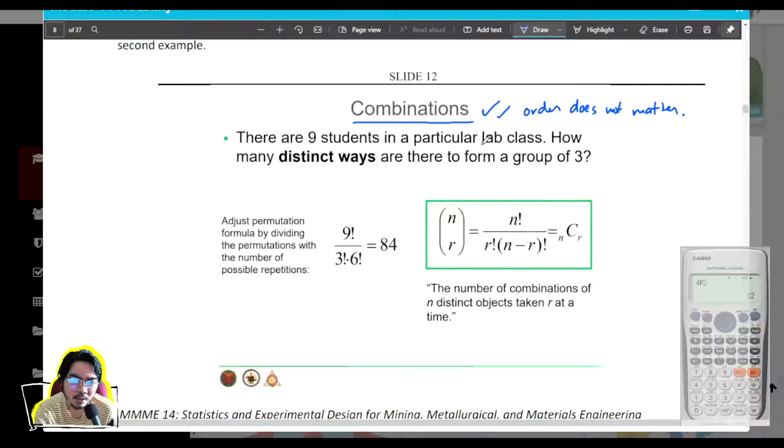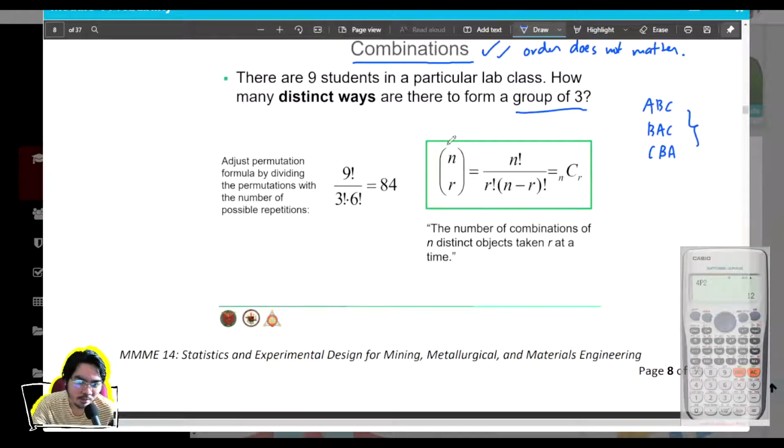Now, there are 9 students in a particular lab class. How many distinct ways are there to form a group of 3? Okay? So pagka ganyan, it makes sense na group of 3. So ibig sabihin, if I do ABC, walang pinagkaiba yun sa BAC, hindi din siya distinct from CBA, kunwari. Tama? It's all the same. These are the same groups. So pag ganun, order does not matter and therefore I use a combination equation.